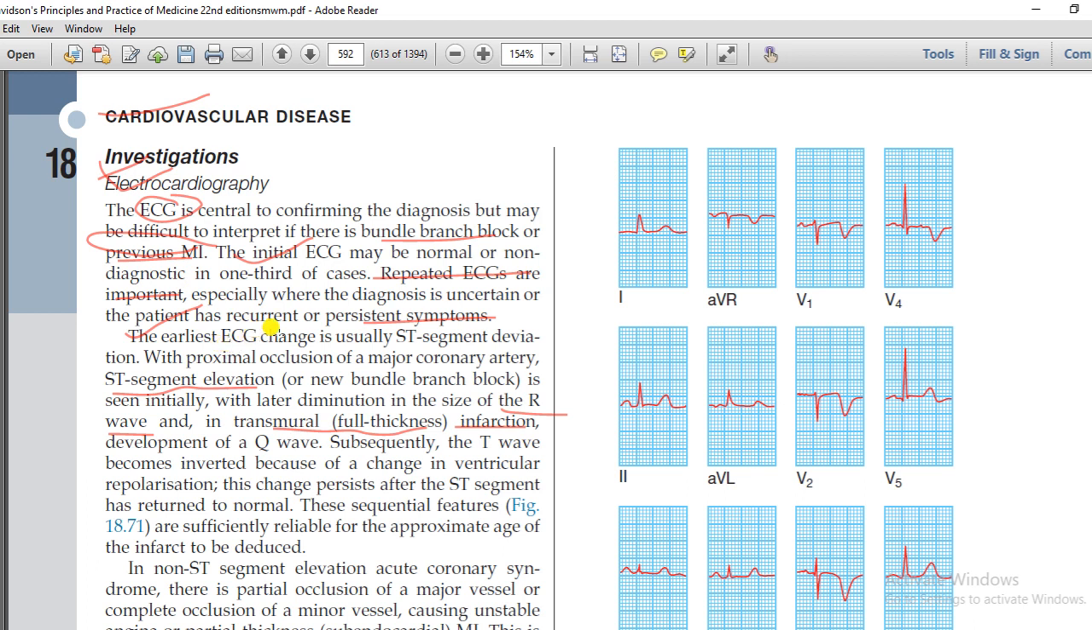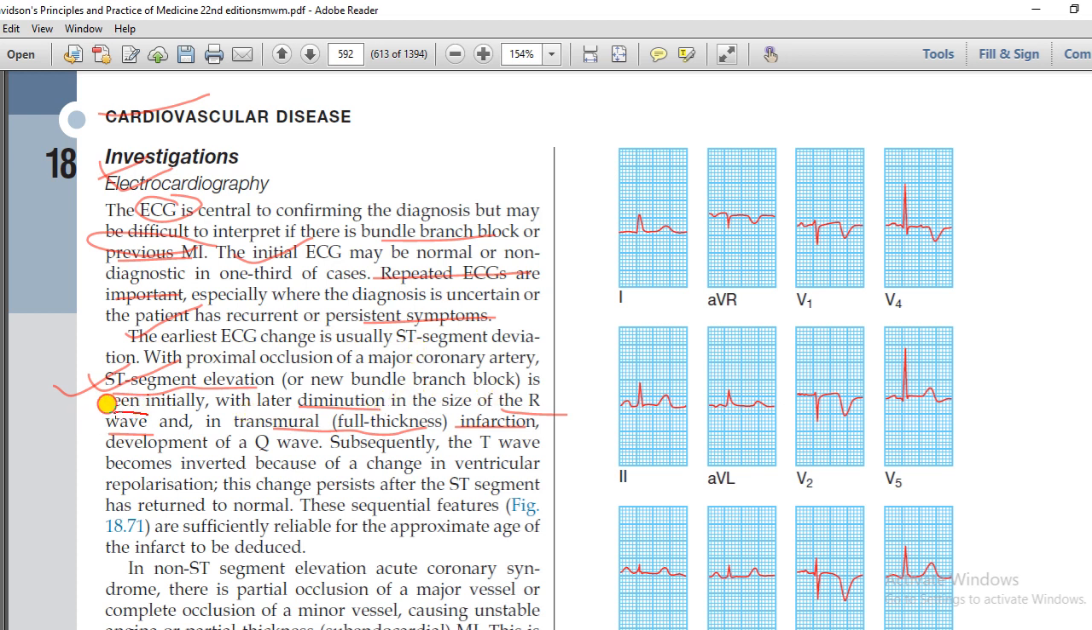The earliest electrocardiogram change is ST segment deviation with proximal occlusion of a major coronary artery. So if there is occlusion of an artery in the proximal part, ST segment elevation is seen initially, with later diminution in the size of the R wave. Initially, there is ST segment elevation in case of proximal occlusion of a major artery. However, later on there is diminution in the size of the R wave.